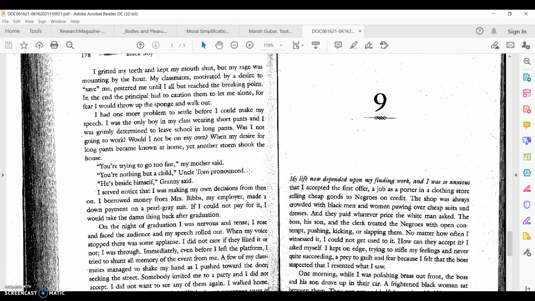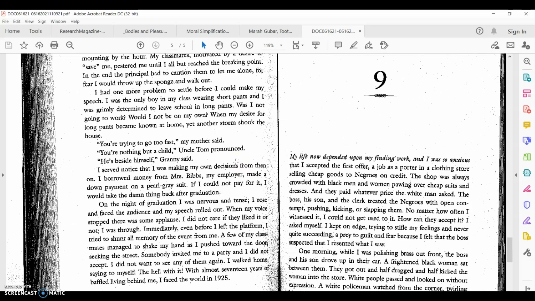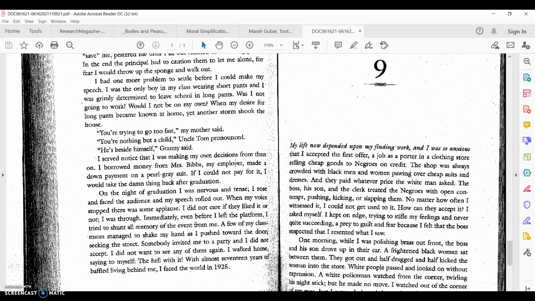"You're trying to go too fast," my mother said. "You're nothing but a child," Uncle Tom pronounced. "He's beside himself," Granny said. I served notice that I was making my own decisions from then on. I borrowed money from Mrs. Bibbs, my employer, and made a down payment on a pearl gray suit. If I could not pay for it, I would take the damn thing back after graduation.